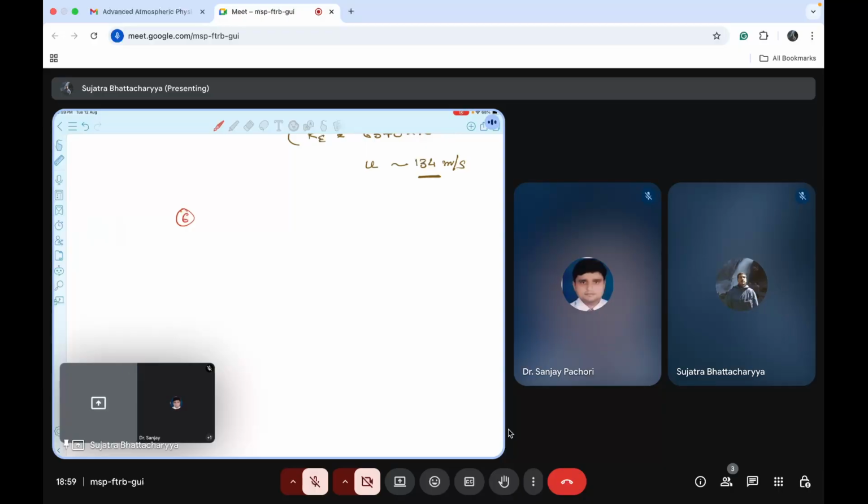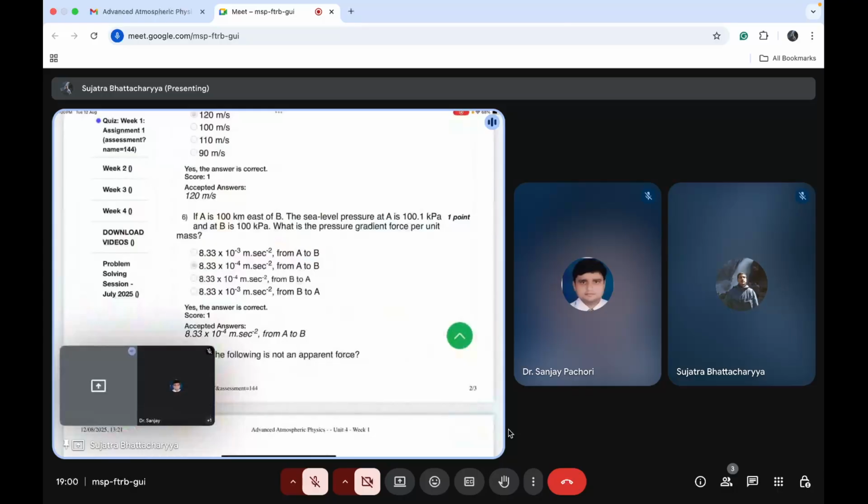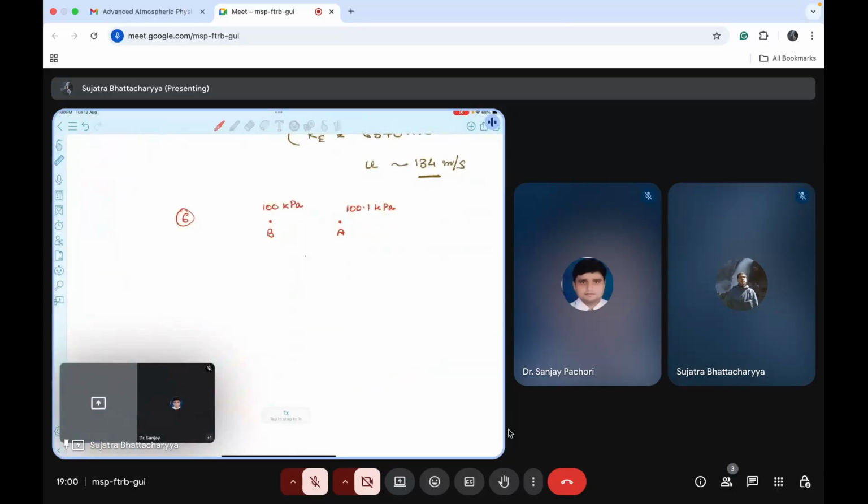So this is point B. Let us consider, and this is point A. Okay. At B it has been given that it is 100 kilopascals, and at A the pressure is 100.1 kilopascals. And A is 100 kilometers east of B. That is fine. Okay. So this is the positive x or eastward direction, and this is your westward direction.